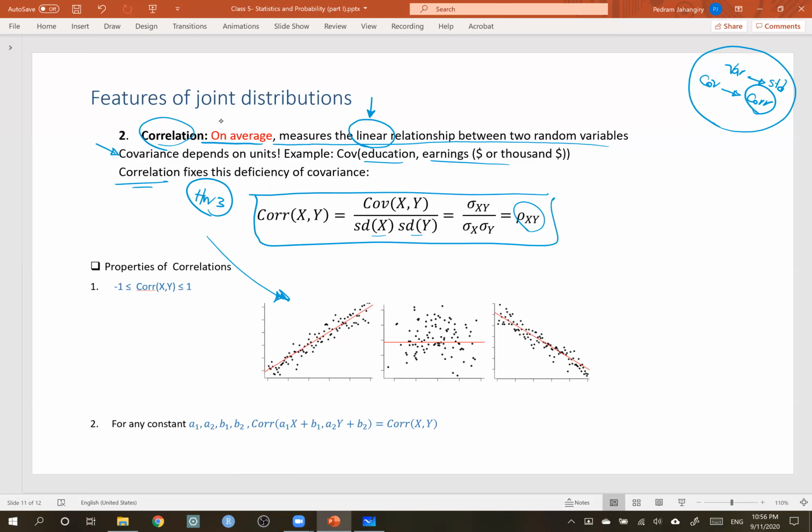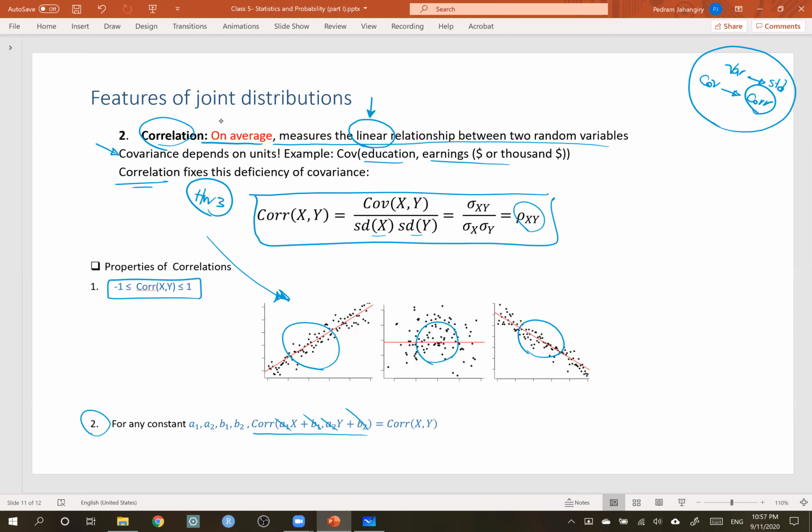So what is the intuition for correlation? This one, correlation is positive. This one, correlation is 0. This one, correlation is negative. And correlation is always between -1 and 1. And finally, the correlation of a1x plus b1 and a2y plus b2. We can get rid of these ones because the covariance is 0. And more interestingly, we can get rid of all these things as well.